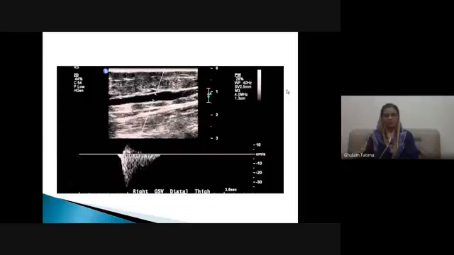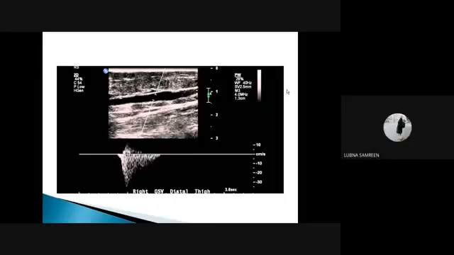Next. This is an ultrasonographic image in which, with the help of these two arrow-like lines, the large, dilated and twisted veins can be easily seen.